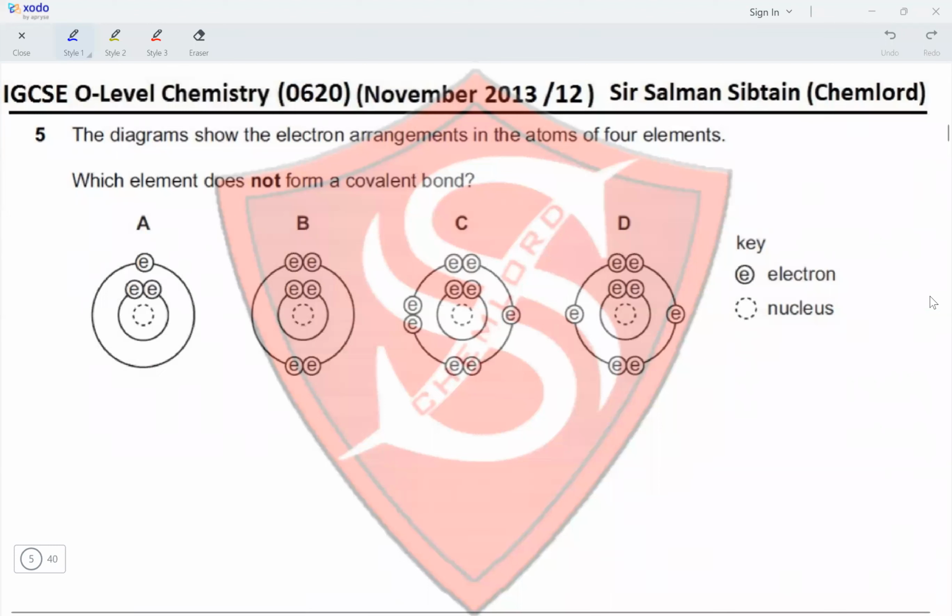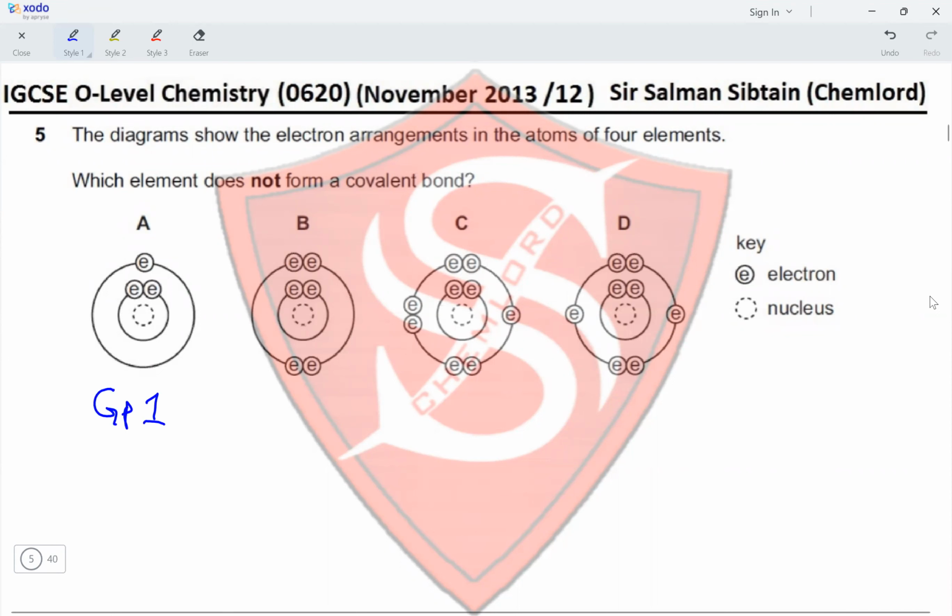Question 5. The diagram shows the electron arrangements in the atoms of 4 elements. Which element does not form a covalent bond? So in A, the outermost electron is 1, making this an element from group 1. And group 1 are metals. Metals do not form covalent bonds, they form ionic bonds.